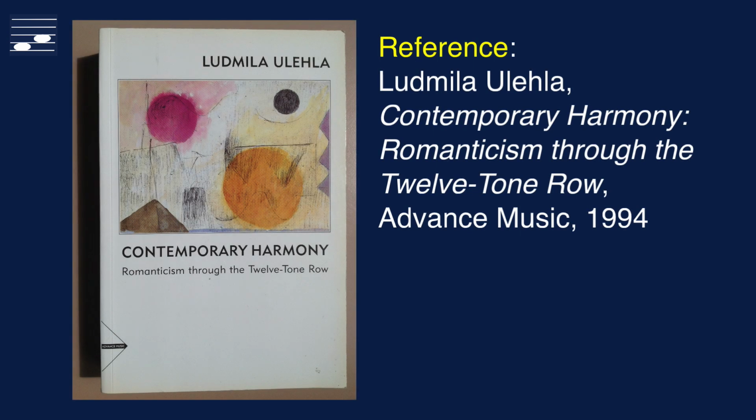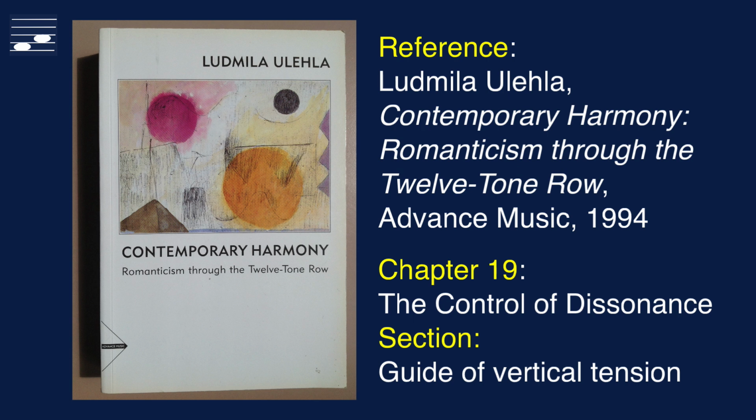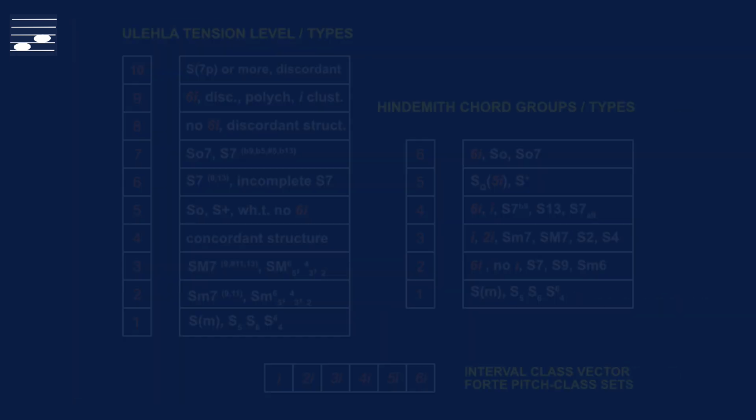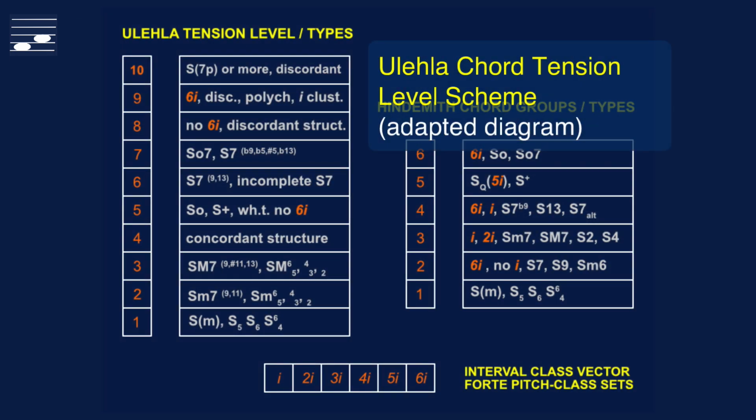This is the great book on contemporary harmony by Ulehla, where in chapter 19 you'll find the aspect of dissonance control and a vertical tension guide for 4 periods of music. I'll use this diagram extensively.